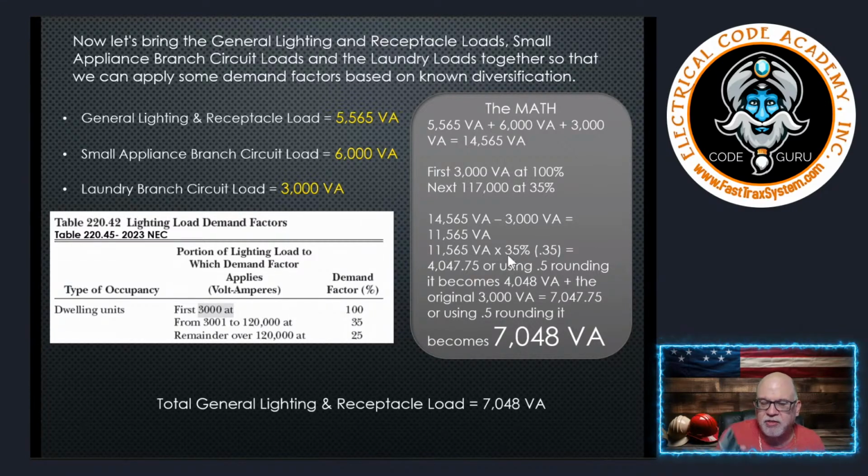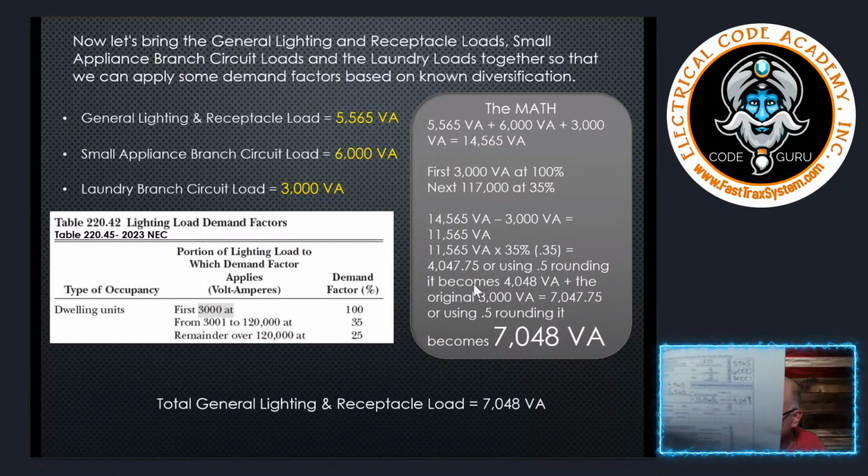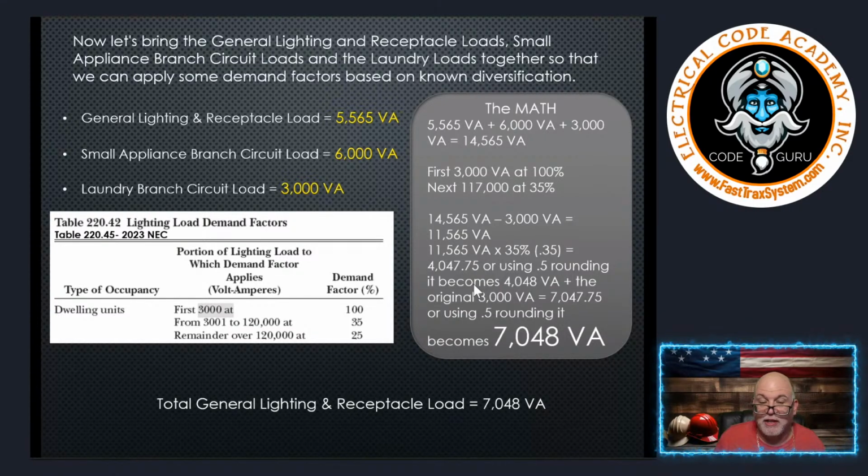But we're going to round this up to 4,048, okay? So I'm going to make sure I write that down right here. So I'm at 4,048, okay? So that's what you'd get in box 8. So basically 4,048 is the 35% of 11,565.